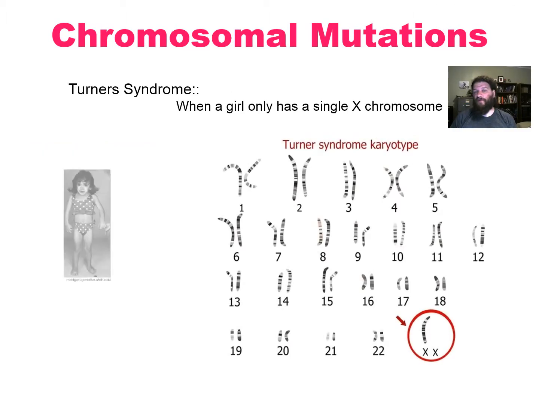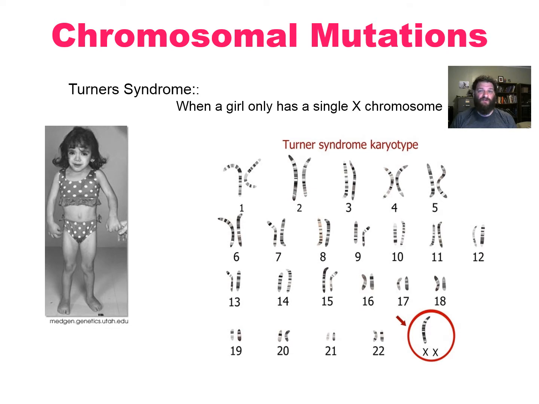The most common chromosomal mutation that is survivable involves the sex chromosome. Girls who lack a second X chromosome have what's called Turner syndrome. And without that second chromosome, they can't go through meiosis, they can't make functional gametes, and so they're sterile. They do have a few other physical abnormalities, neck webbing and clubbing of the hands and feet, but it is survivable.